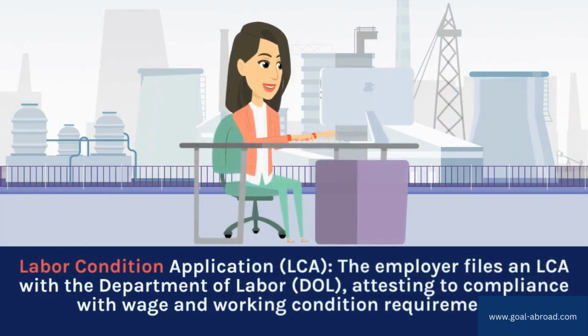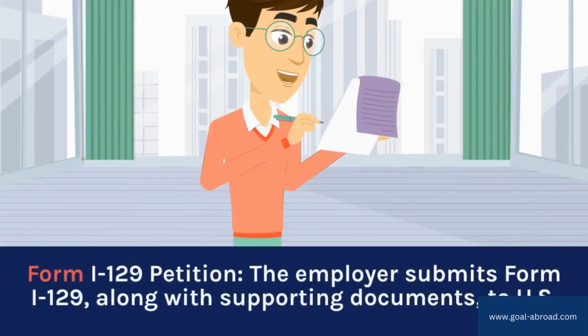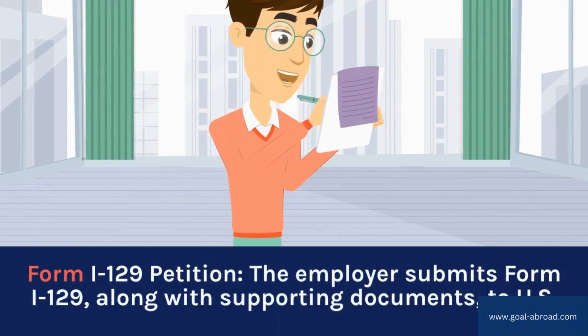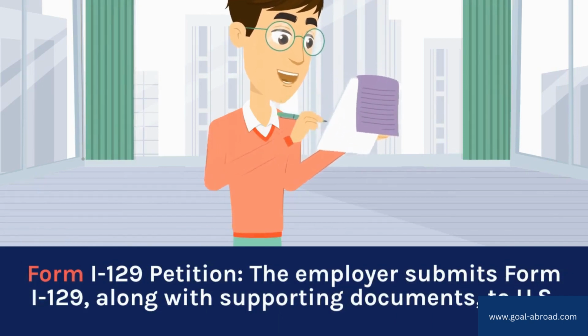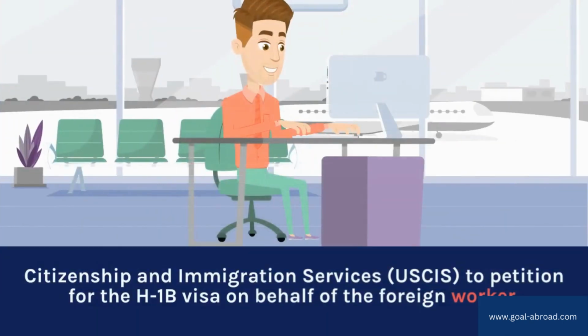Labor Condition Application, LCA. The employer files an LCA with the Department of Labor, DOL, attesting to compliance with wage and working condition requirements. Form I-129 Petition. The employer submits Form I-129, along with supporting documents, to U.S. Citizenship and Immigration Services, USCIS, to petition for the H-1B visa on behalf of the foreign worker.